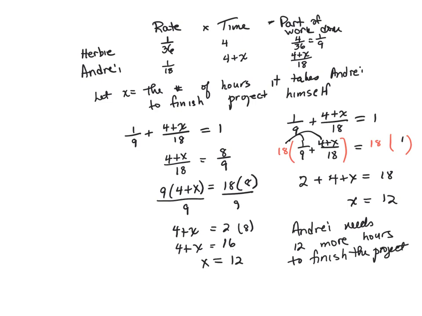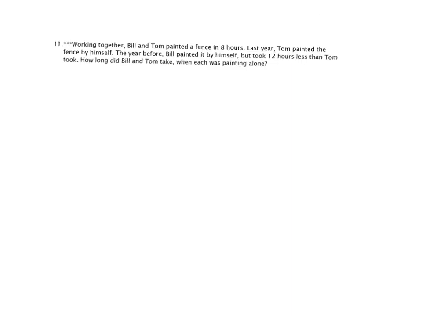All right, let's try one more. Okay, so let's take a look at this last problem, number 11. Bill and Tom painted a fence in 8 hours working together. Okay, so that immediately gives us the time. Last year, Tom painted the fence by himself. The year before, Bill painted it by himself, but took 12 hours less than Tom took. How long did Bill and Tom take when each was painting alone?